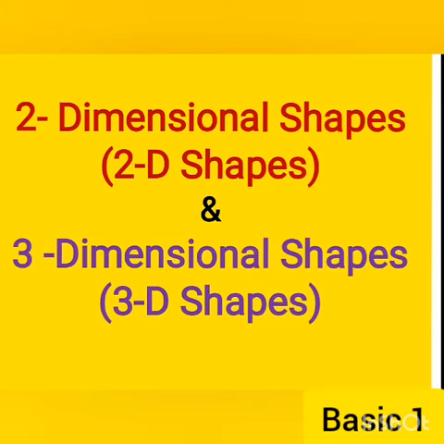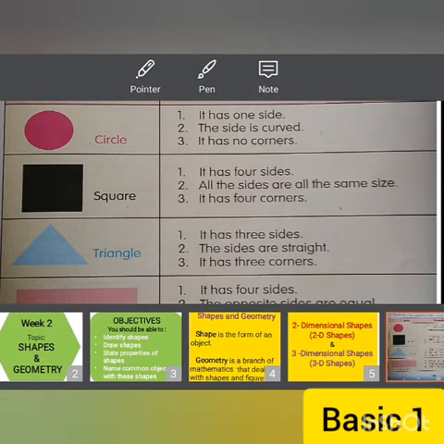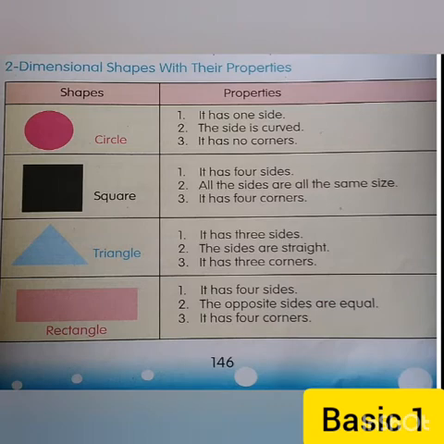We have two types of shapes: two-dimensional shapes, usually called the 2D shapes, and three-dimensional shapes, also called the 3D shapes. In this part 1, we'll be dealing with two-dimensional shapes, the 2D shapes. Let's look at some of the examples here. On the screen are examples of two-dimensional shapes.